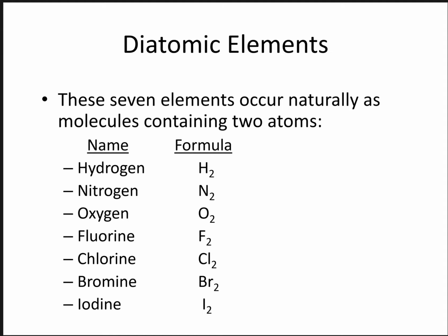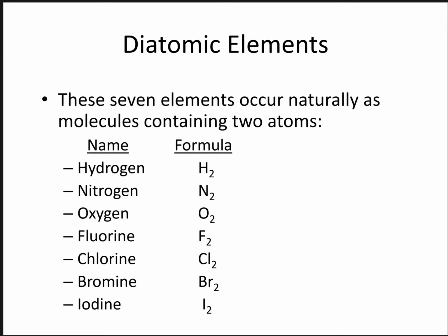Now, there are 7 elements which naturally occur as an atom bonded to itself. So hydrogen, nitrogen, oxygen, fluorine, chlorine, bromine, and iodine. Whenever we're talking about these elements just on their own, then we always write the symbol followed by a 2 in the lower right, indicating that there are 2 of these atoms bonded together. So these are the 7 diatomic elements. And if you remember to have no fear of ice-cold beer, then you can use that as a way of remembering which particular elements are diatomic elements.